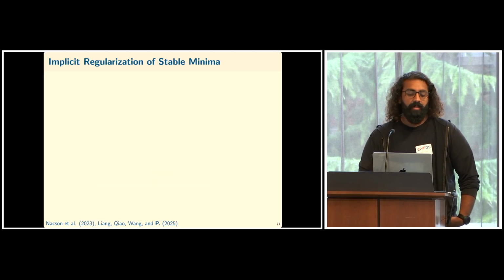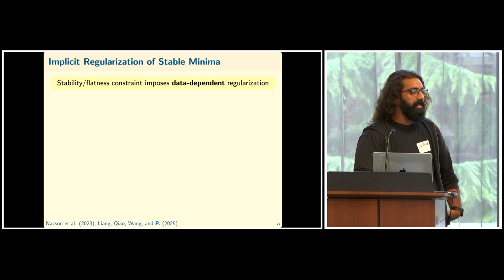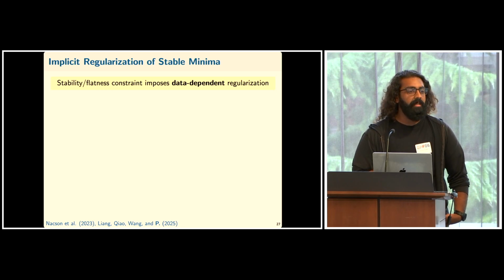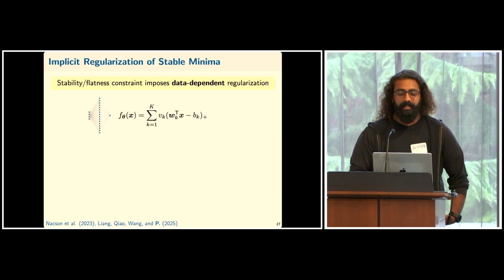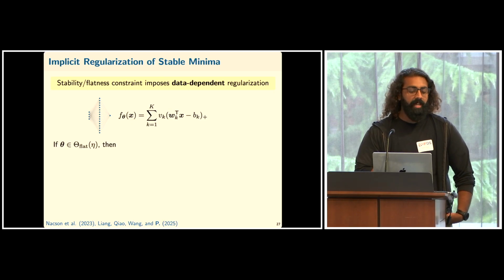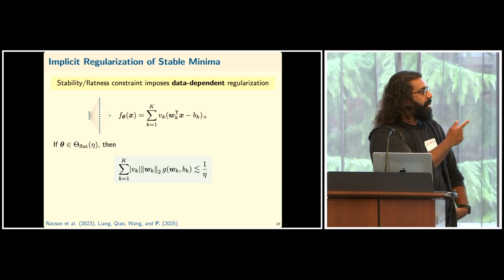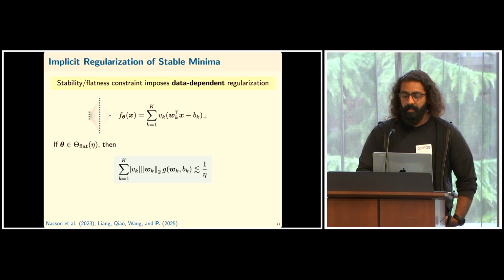Okay, so what's interesting about this subset of the neural networks is that the stability or flatness constraint is actually imposing a data-dependent regularization. So again, here's our one hidden layer neural network. If someone hands us a theta in this flat class, you can actually end up showing that this quantity here is bounded by 1 over eta.